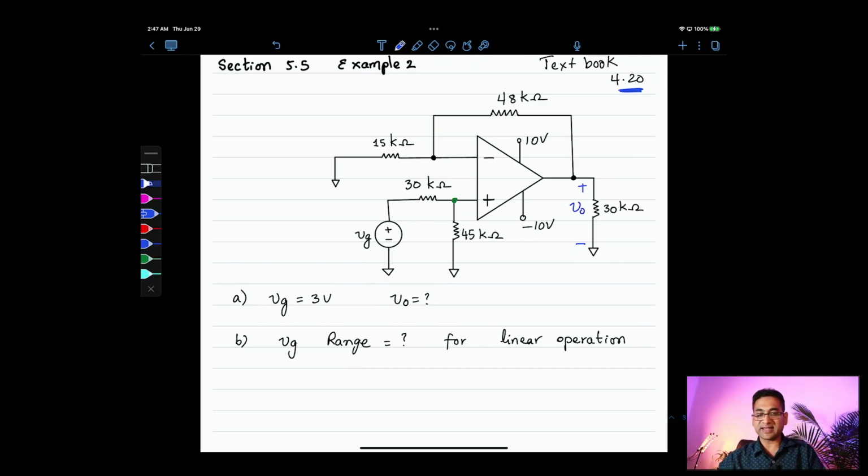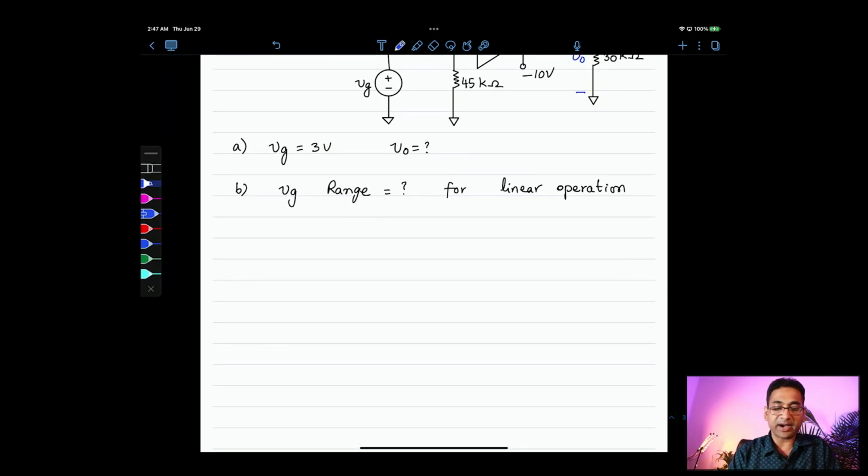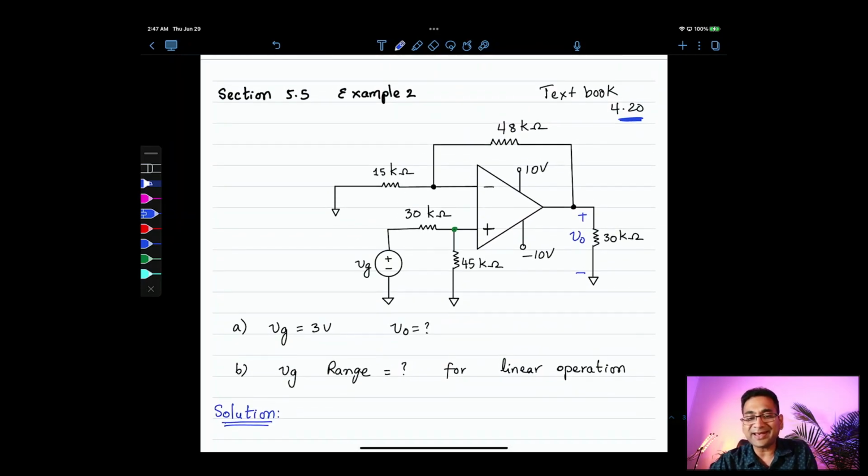Now let's see how we can solve this problem. Of course, the second part of the problem is to find the range for linear operation. Let's start with part A of this problem. Part A, solution. We are familiar with this. It's a little different. The reason I picked this problem is that it is slightly different.